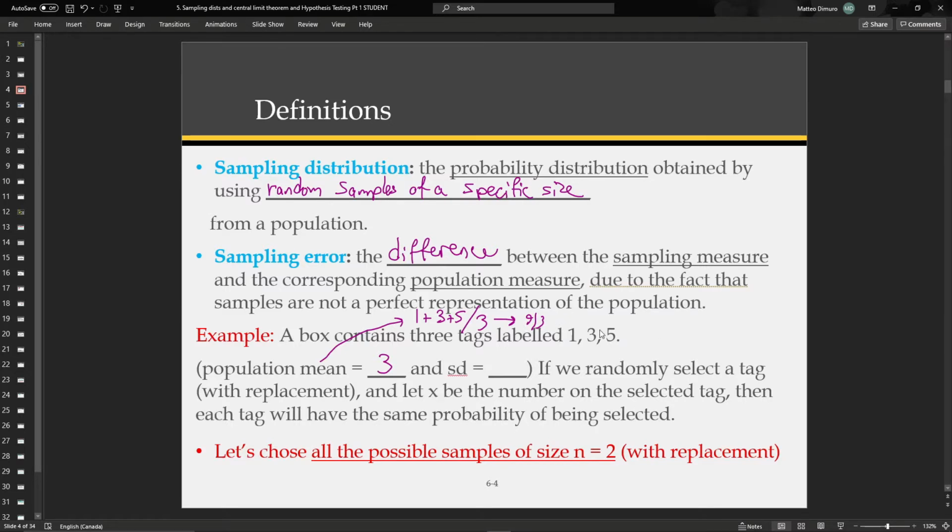And the standard deviation, well, we can do that over here. So we're going to do the square root. My line is not very straight.